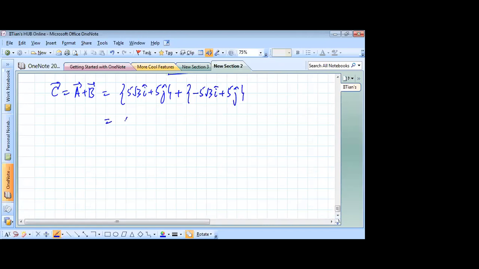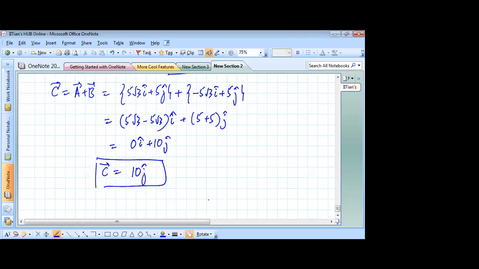So how does this add up? 5 root 3 minus 5 root 3, so that's 0. So that's why it does not have any x component. Plus 5 plus 5. So it is 0 i cap plus 10 j cap, or simply we write it as 10 j cap. So this is the vector c.